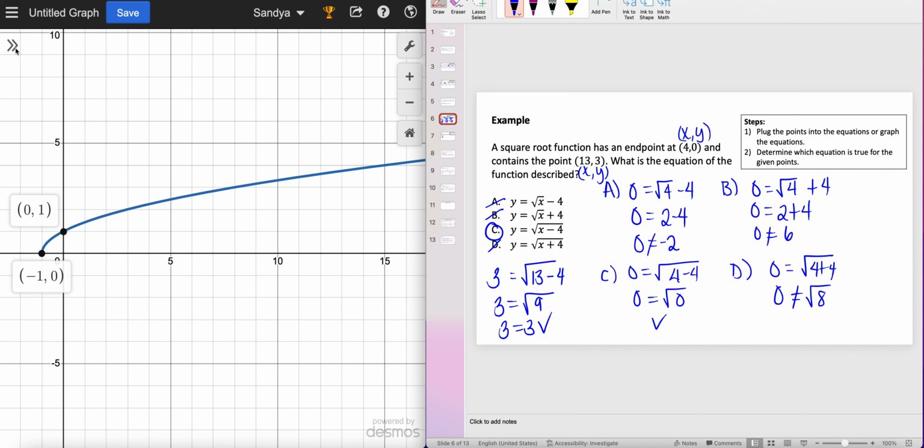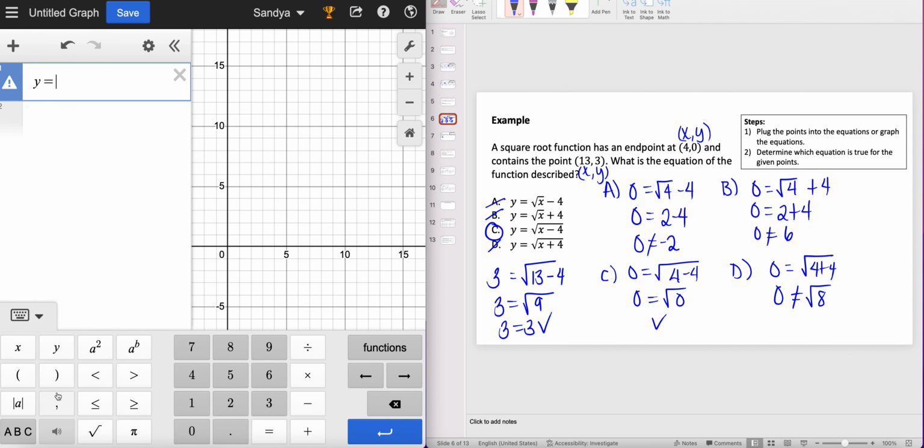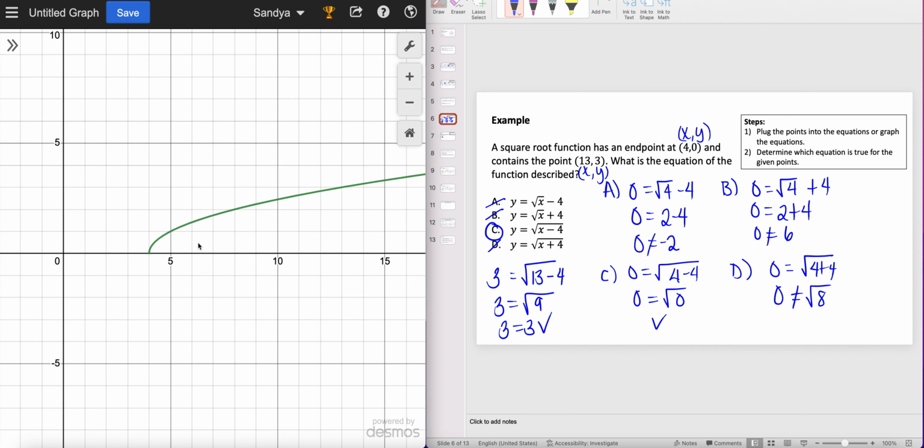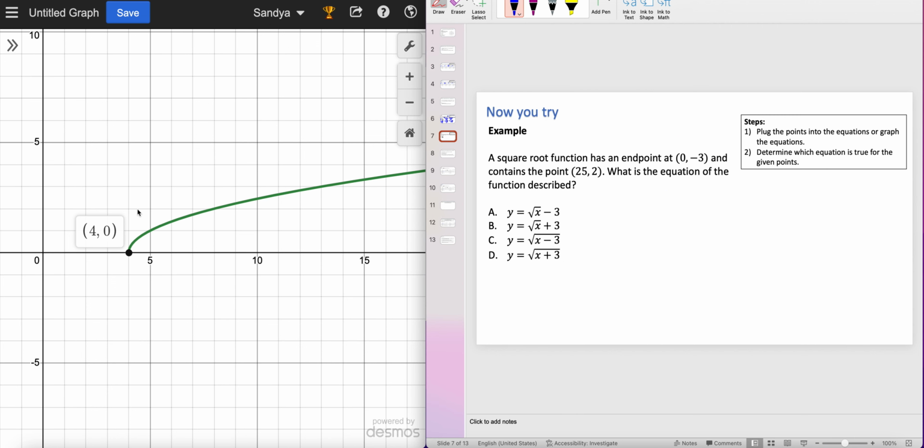You can also verify this using the second method. You can enter this equation into Desmos: y equals the square root of x minus 4. Then when you look at the graph, you can verify that it does contain the points 4, 0 and 13, 3. So 13, 3 is right there. Now you can go ahead and pause the video and try this example on your own.